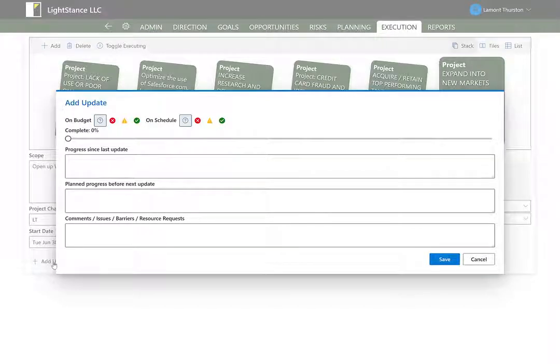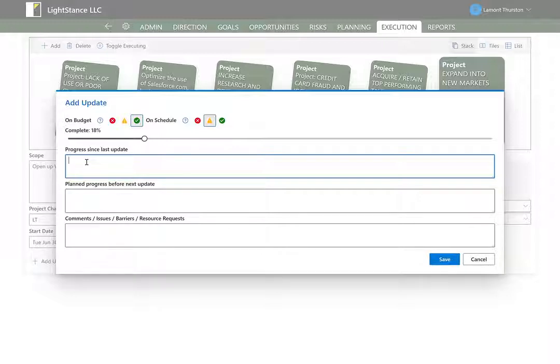What is the update? So are we on budget? Yes, we are. Are we on time? No, we're not. We're a little bit behind, and the reason for that is maybe we were going to have a project manager coming over from another division, and that person hasn't been released yet.